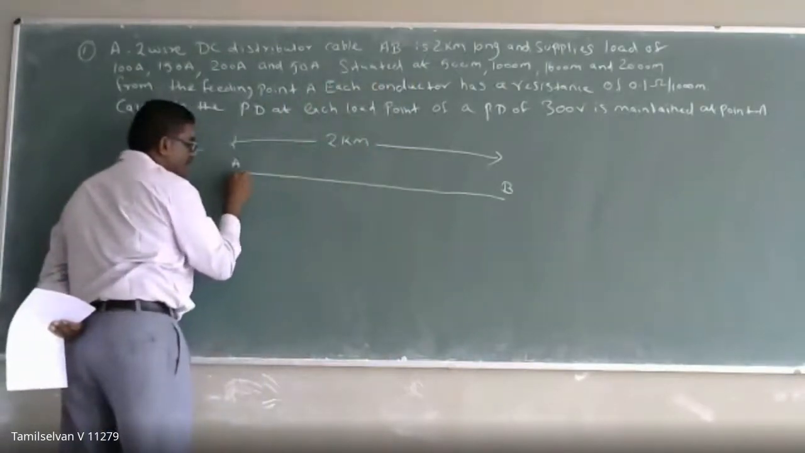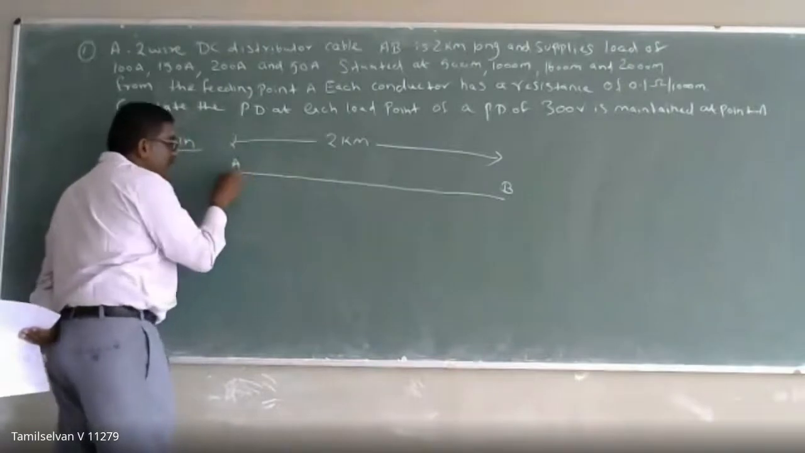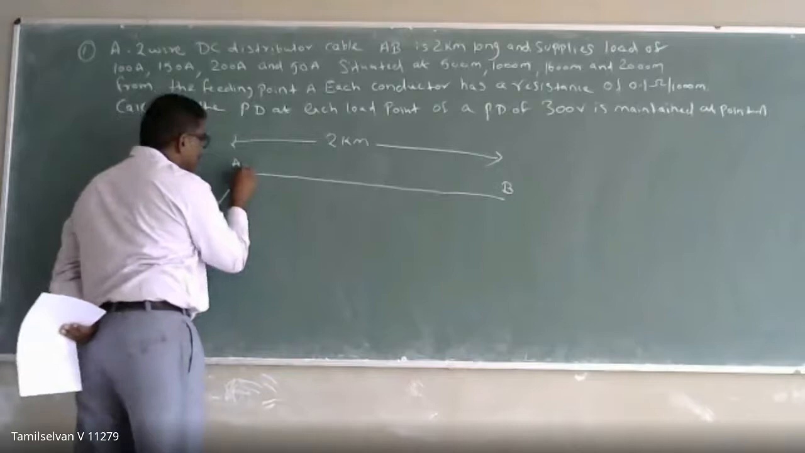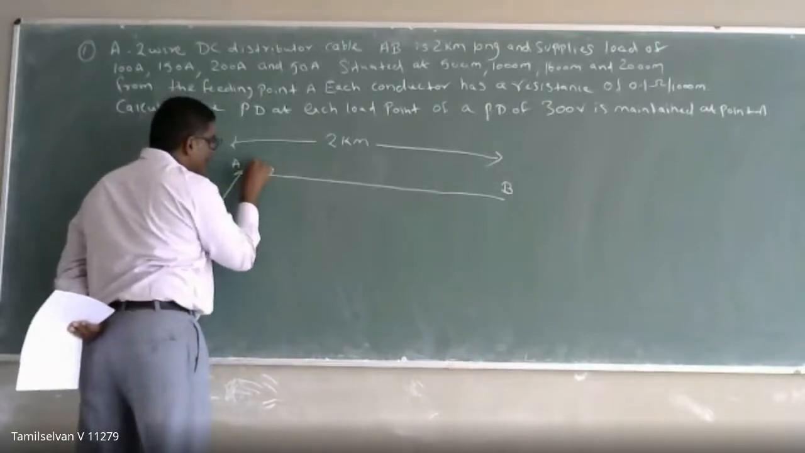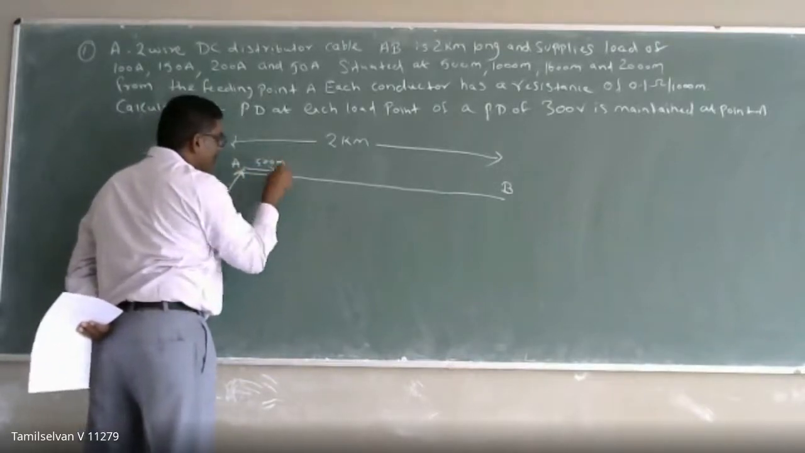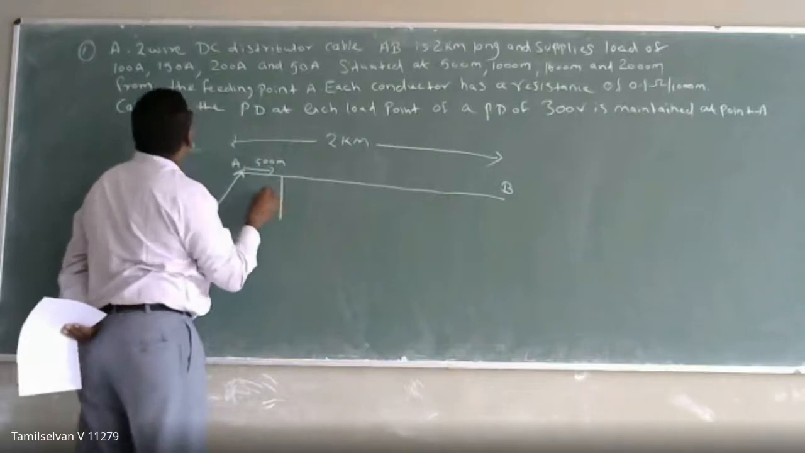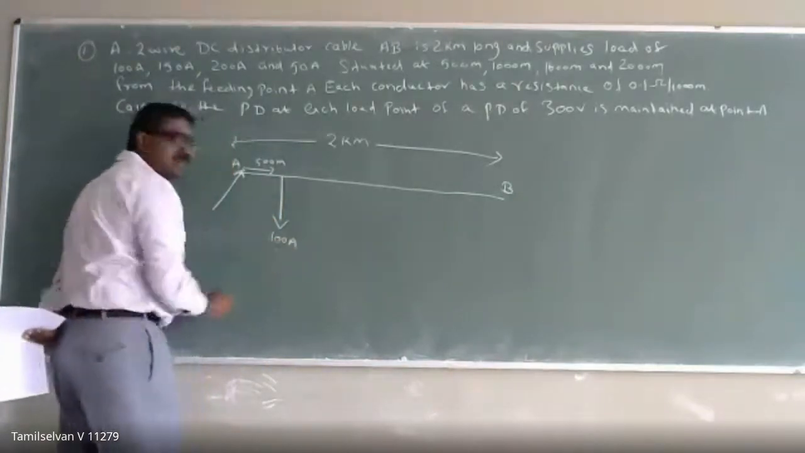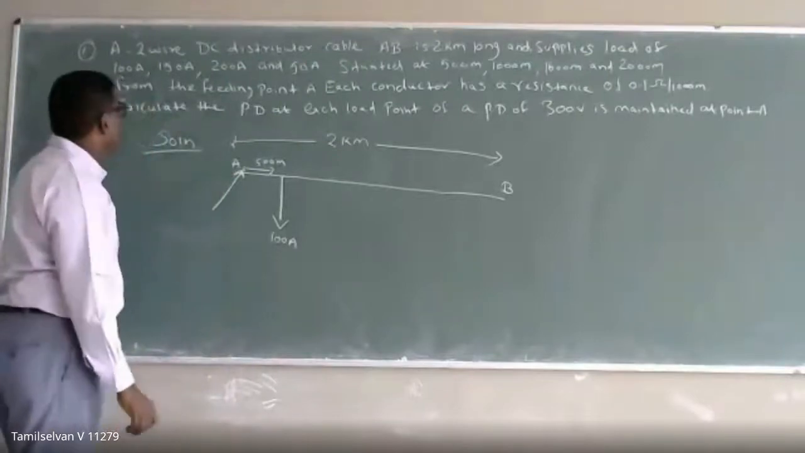So it means at a distance of 500 meters from the feeding point. So this is my feeding point. From the feeding point, at a distance of 500 meters, a load of 100 ampere is going to be tapped.